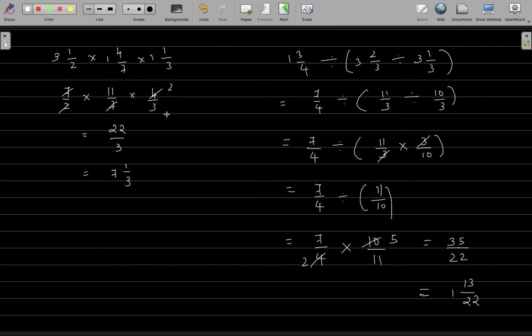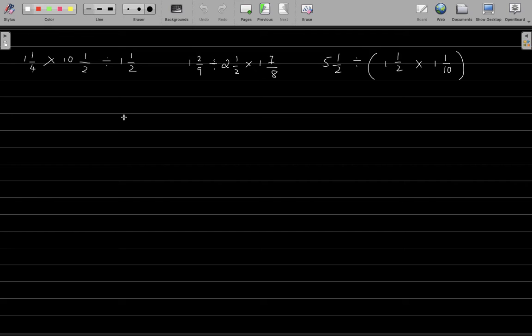Multiplications and divisions, it's just that we have to convert the mixed fractions to their improper fractions and solve as usual. Let us look at another few set of questions here. Say I have 1 1 by 4 multiplied by 10 and a half divided by 1 and a half. Now whenever you have expressions involving both multiplication and division, we have a rule in mathematics which is called the BODMAS rule.